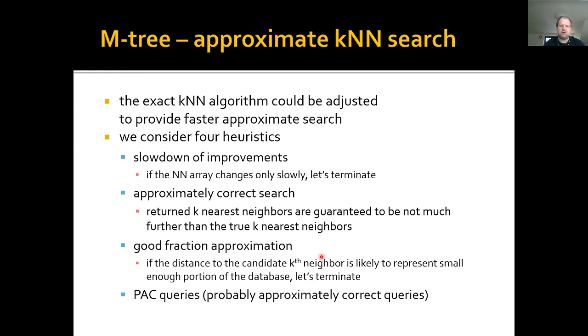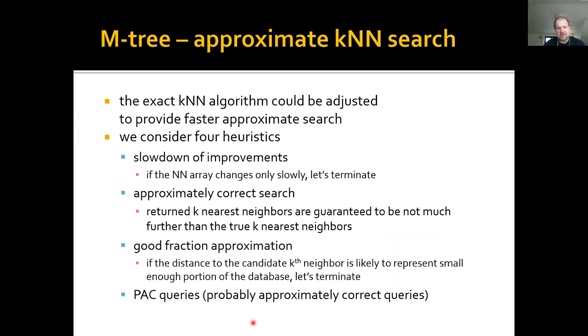Third heuristic will be about good fraction approximation. It will be about guessing based on the distance distribution where the algorithm can stop, because we probably searched enough of the database to find in the average case the nearest neighbor. So if we already searched this, we stop, because it probably will not be better if we search more.